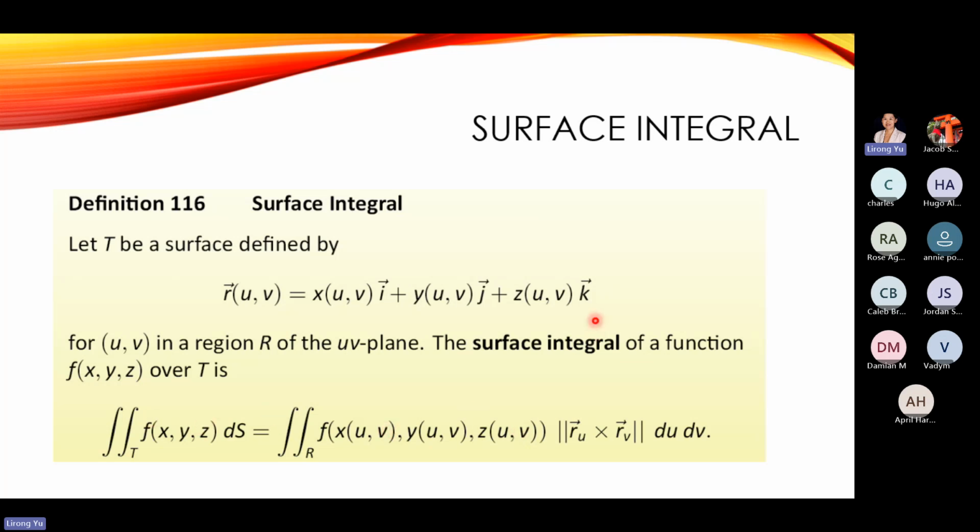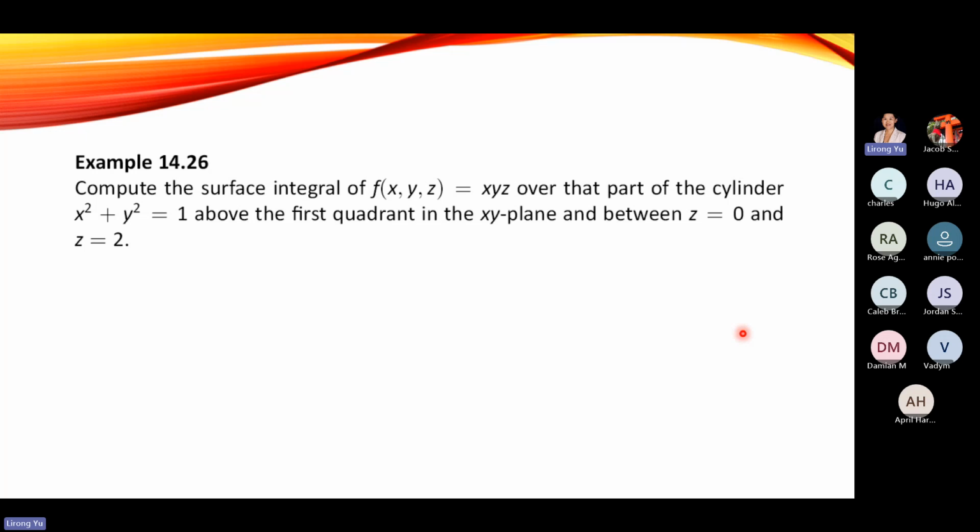But with surface integrals, we have to change our integration function according to the corresponding integration region. So in this case, the x, y, z are changed, and you also have to multiply by dS, the magnitude of r_u cross r_v. That will definitely change the function that we're about to calculate. So let's look at a question. Let's say we want to calculate the surface integral of the function x times y times z over the part of the cylinder x squared plus y squared equals 1 in the first quadrant of the xy plane, between z equals 0 and z equals 2.